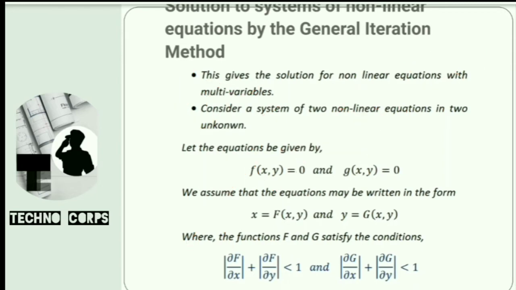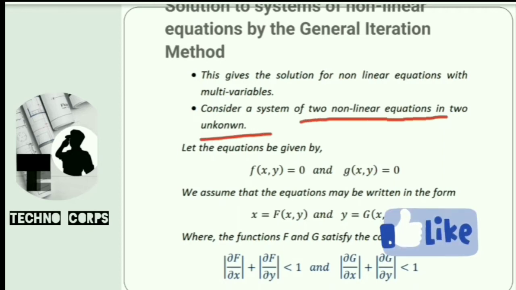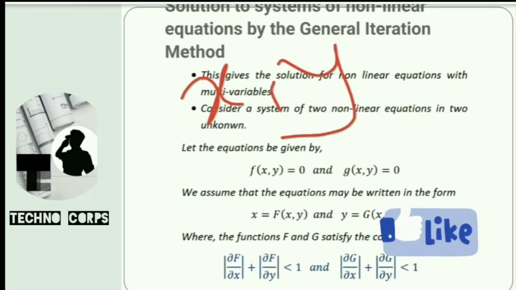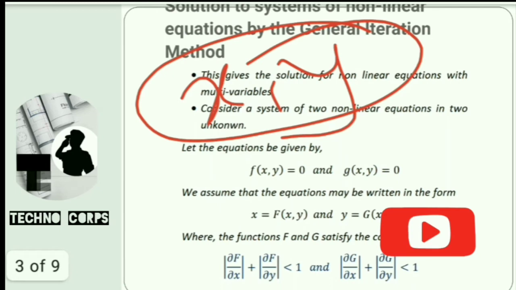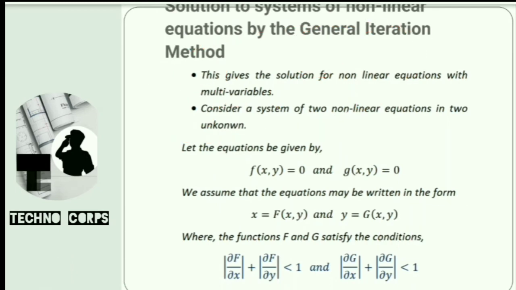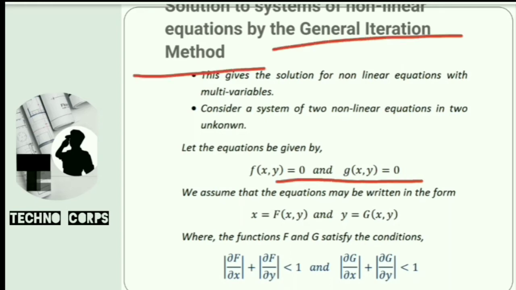For the beginning, we are taking two nonlinear equations in two unknowns. I am taking two unknowns, x and y. Clear? So suppose these are my two unknowns. For two unknowns, I want two equations. Suppose the two equations are f and g. Now we are going to have the solution with the help of this general iteration method.